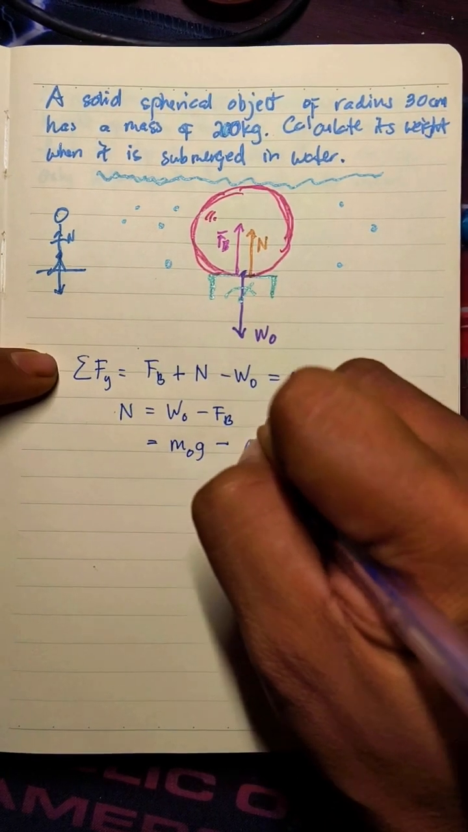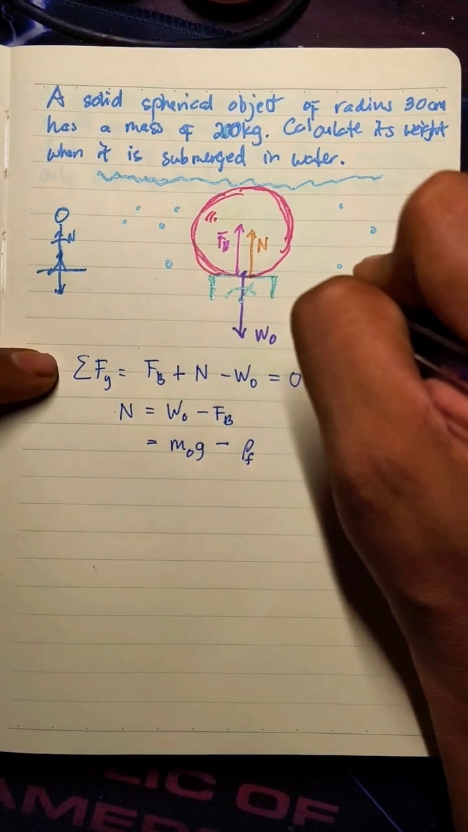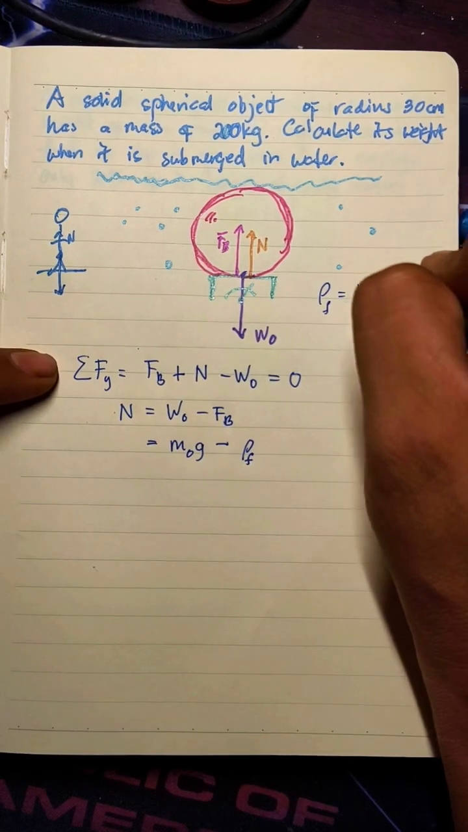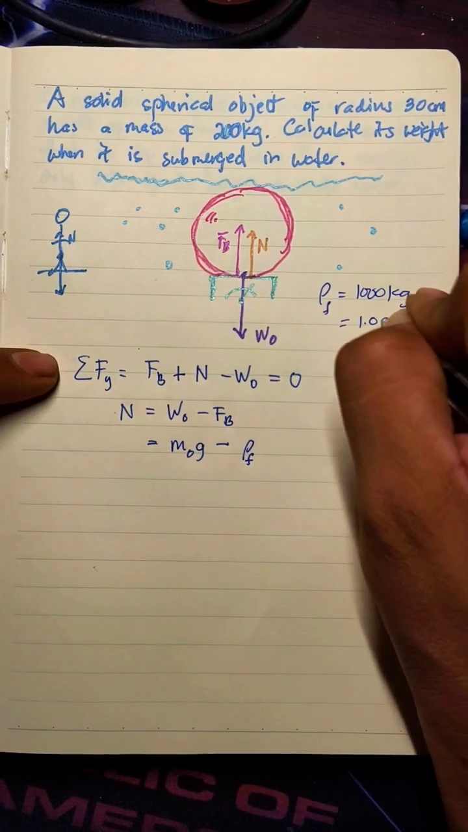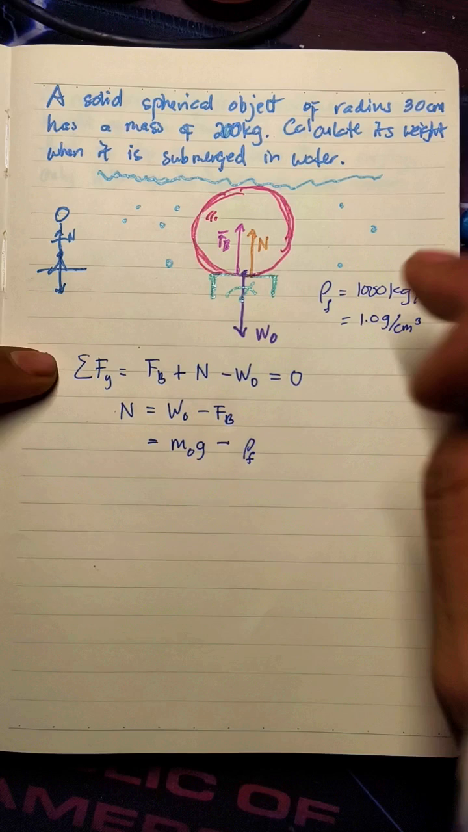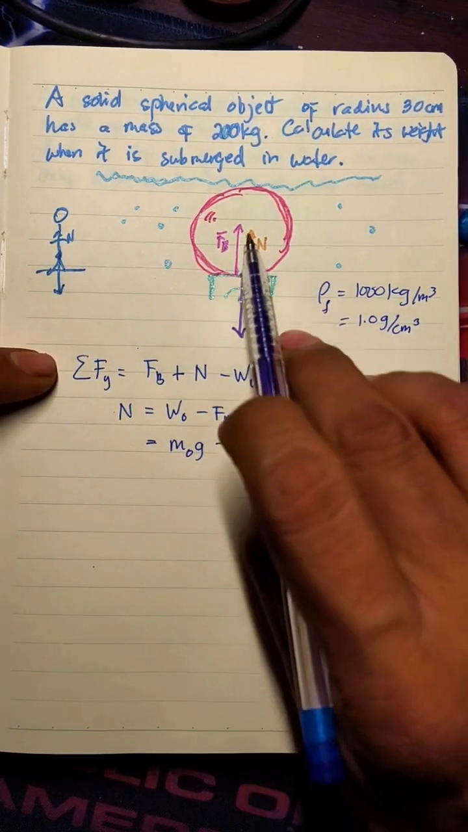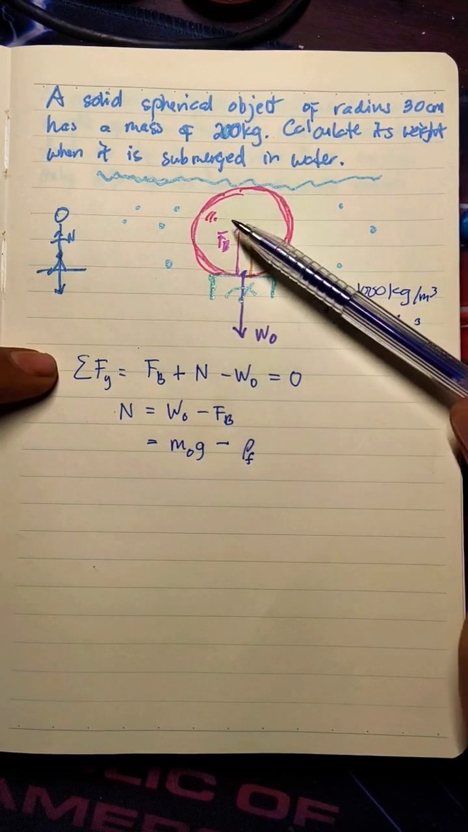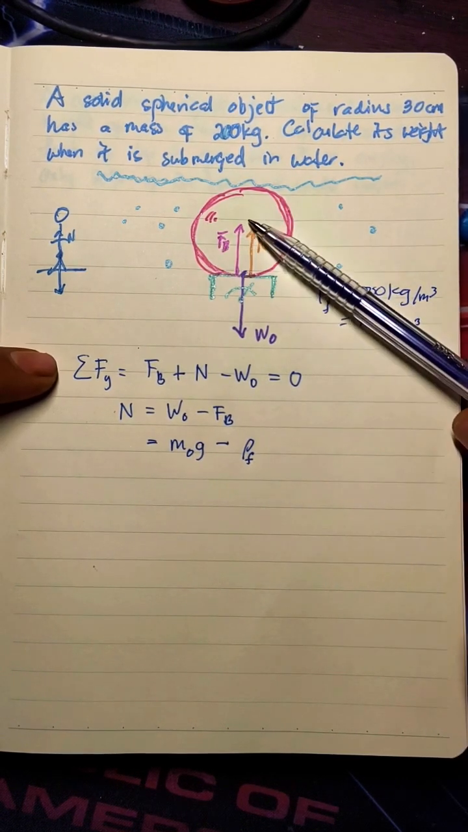This is equal to the density of the fluid. In this case, we have water. By the way, the density of water would be 1,000 kilograms per cubic meter, or just 1.0 grams per cm cubed. We can use either of the two depending on our units. Again, the buoyant force is the weight of the fluid displaced. When you put this ball, the displaced fluid is equal to the volume of the ball.